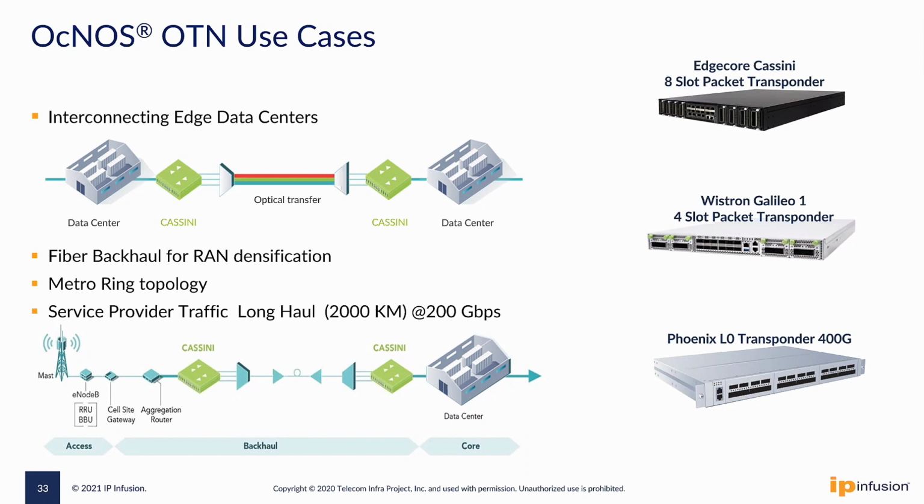The three key platforms that we have enabled or worked with at this point are, first, the one from EdgeCore called Cassini. It's an 8-slot packet transponder, so you can plug in either an ACO analog or a digital coherent module in one of those 8 slots. The other one is a smaller form factor 4-slot called Galileo from Wistron, with similar combinations of ACO and DCO, and you can have 100 and 200 gig lines going out of the platform. And then the one we are about to release, and working on within the ecosystem and TIP, is called the Phoenix, or the layer 0 transponder, which is a pure 400 gig line transponder.